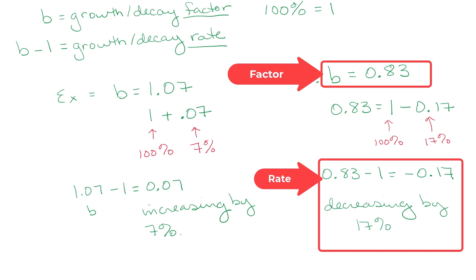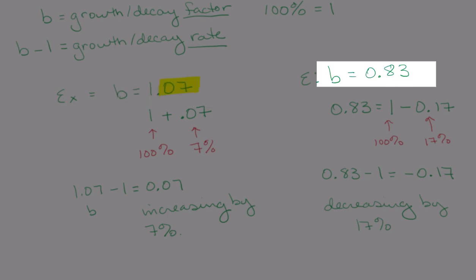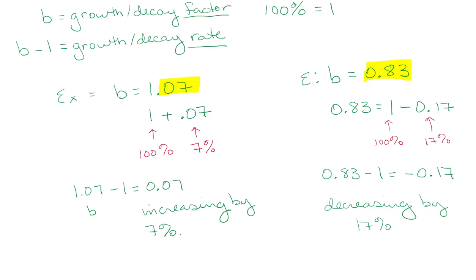So we have to be careful. We see the 7% with the growth, 1 plus whatever is extra. But notice we don't see 17% with the decay. What b is, is the percentage left. Is it more than 100% or is it less than 100%? So the more or less part from that 1, that is our increase or decreasing rate.